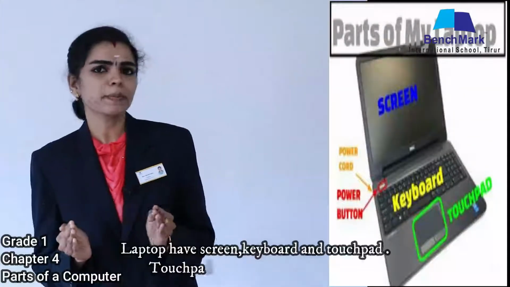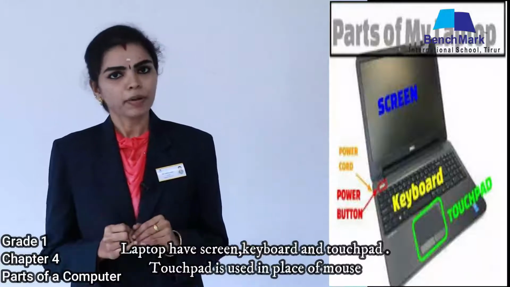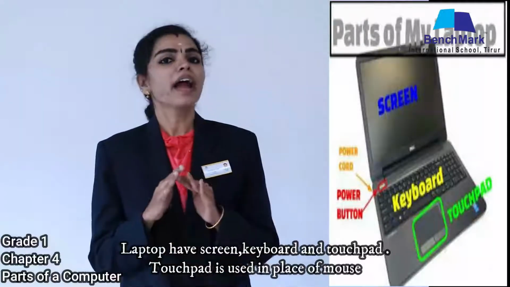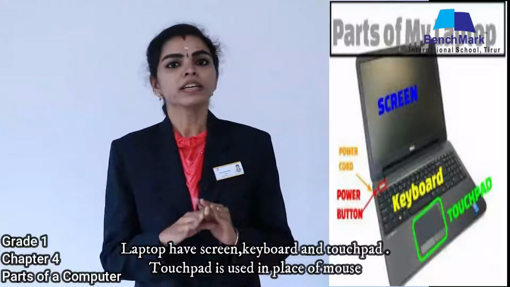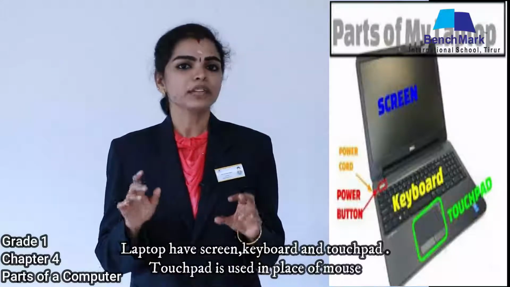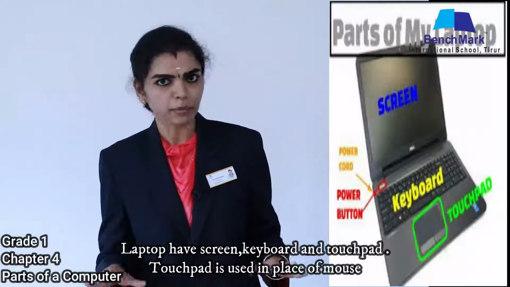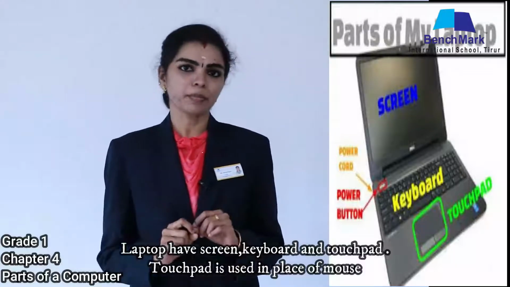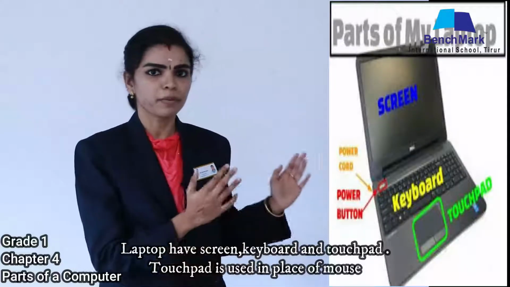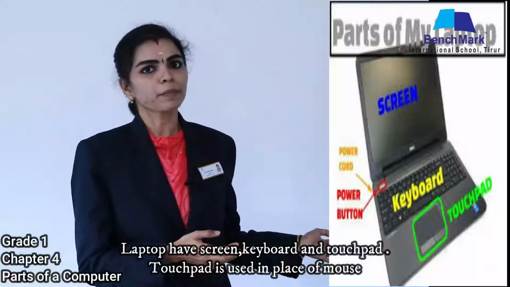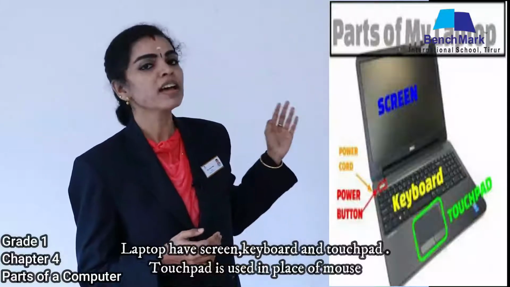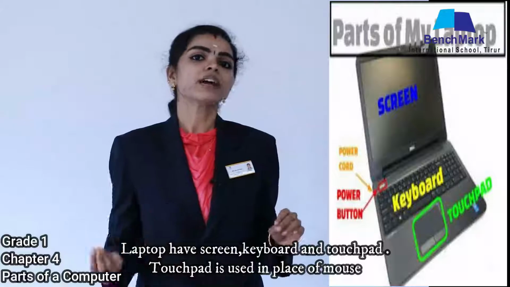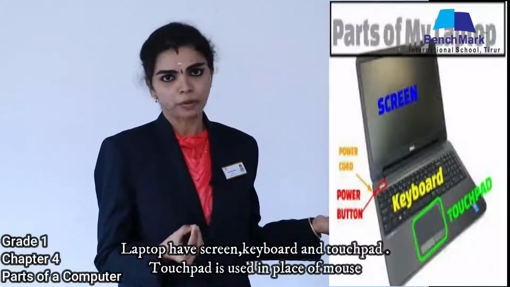So we'll see what are the parts of laptop computer. Laptop computer also has a screen, that is a monitor, and we have a keyboard. Keyboard is used to type input. Instead of mouse we have touchpad in laptop computer. So this is a touchpad. Can you see this? This is a laptop computer in which we have screen, keyboard and touchpad. We can also connect our mouse to our laptop.